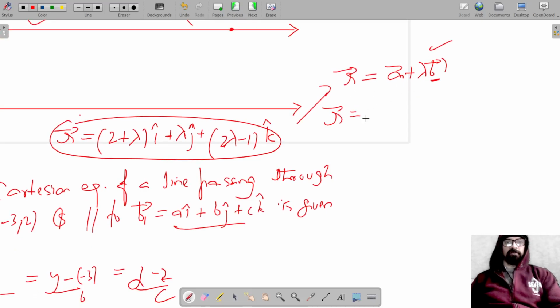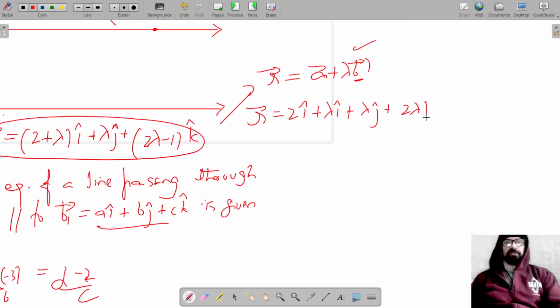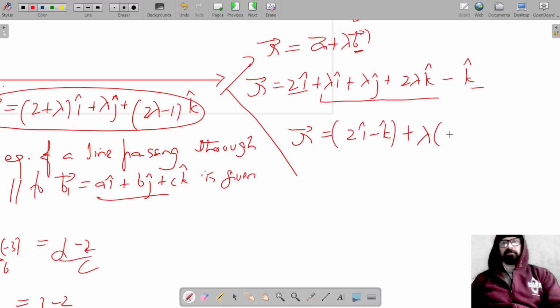So r vector is equal to, let me open this, 2 i cap plus lambda i cap plus lambda j cap plus 2 lambda k cap minus k cap. Okay, now r vector is equal to 2 i cap minus k cap, and this is the position vector. Let me take lambda common from all these, so this is lambda times (i cap plus j cap plus 2k cap).